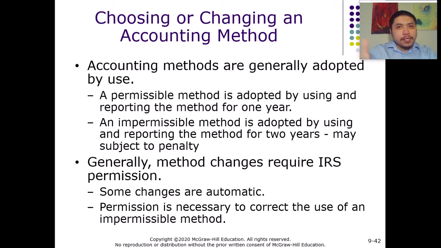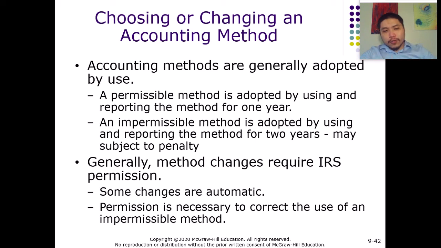And again, it depends on the arguments of both sides. But still, for these cases, the consequences may not be that good, right? The taxpayers, if they are deemed to have chosen to use the impermissible method, may be subject to some sort of fine or penalty from the IRS, right? All right.